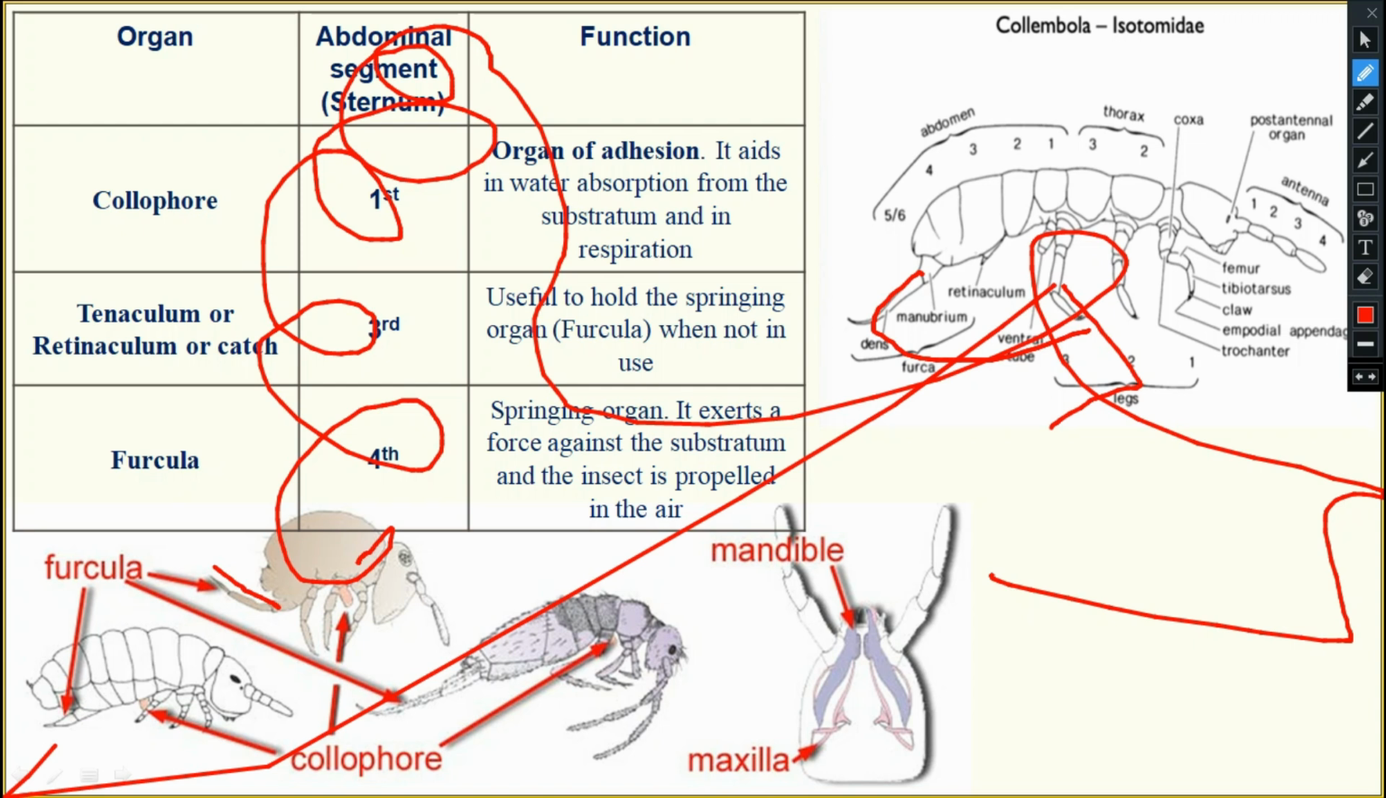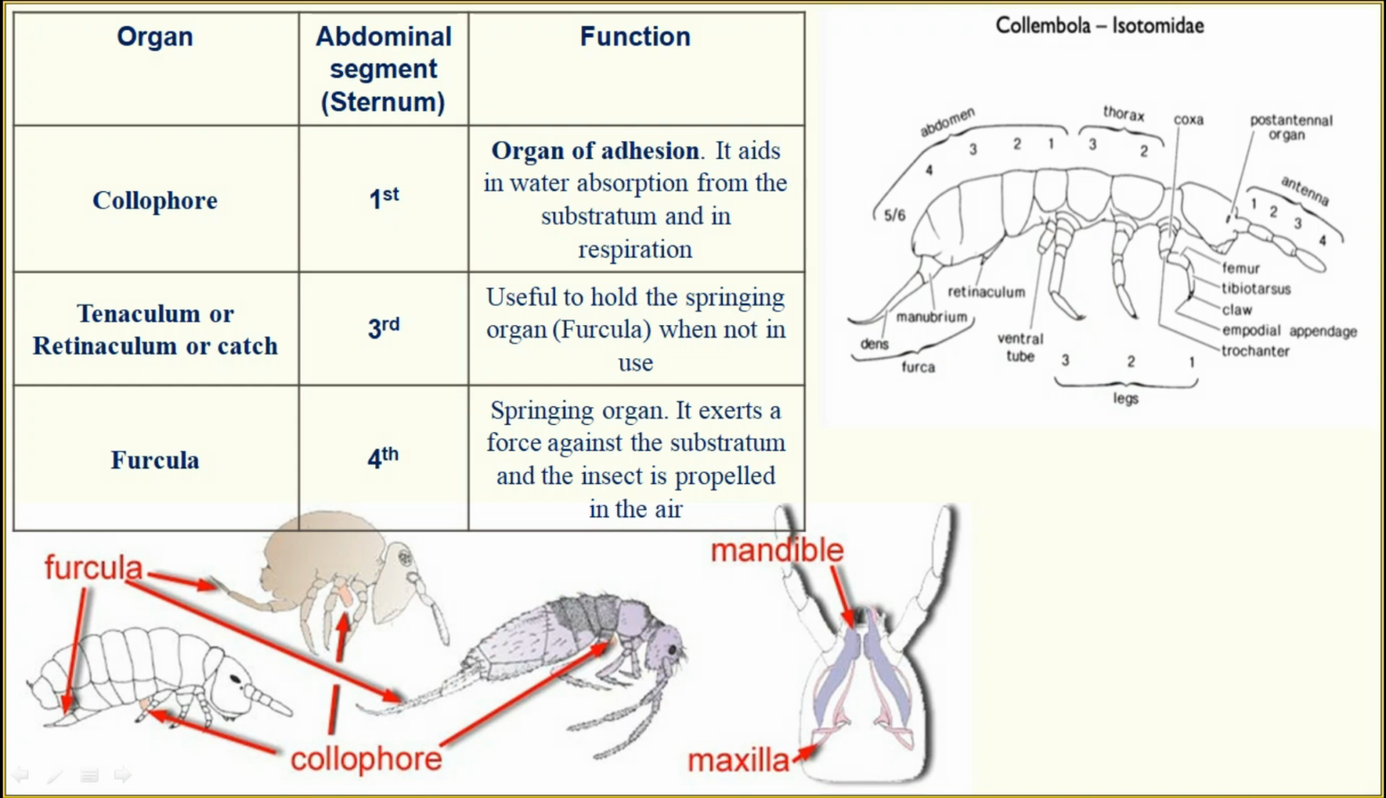Present in which abdominal sternum? Fourth one. Under rest, where will the furcula be? By the catch, also known as tenaculum or retinaculum. That is present in which abdominal sternum? Third. Collophore is present in which abdominal sternum? First. What is the function? Organ of adhesion. Sometimes respiration also. But at minimum you remember organ of adhesion.